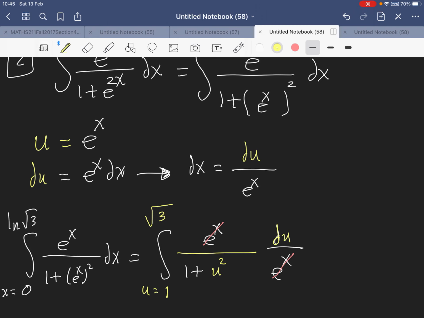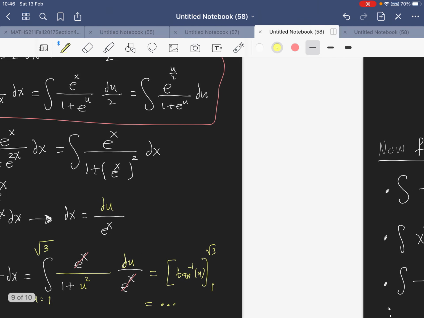Do you have any questions? If you have a question, please let me know in the discussion. Now the next question, I think it's fairly easy to continue. 1 over 1 plus u squared. This is just tan inverse of u, integral from 1 to square root of 3. And then you know how to finish this up by the final substitution.